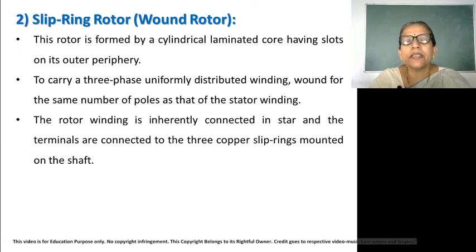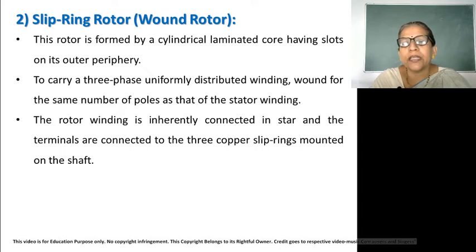The rotor winding is inherently connected in star, and the terminals are then connected to three-phase slip rings mounted on the shaft. Here you should note that in case of the stator you can connect the three-phase winding in star or delta, but the rotor should be connected in star, and 3 output terminals will be brought outside and then connected to the 3 slip rings mounted on the shaft. The slip rings make an electrical connection from the rotor winding to the external resistance bank.